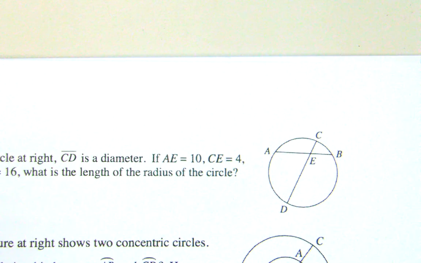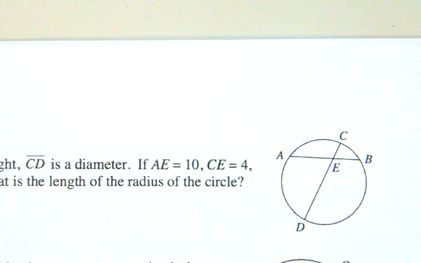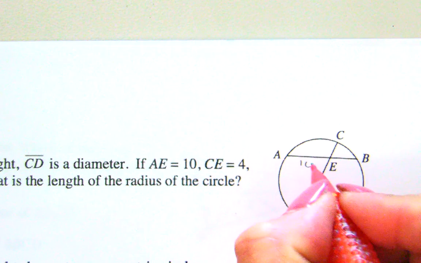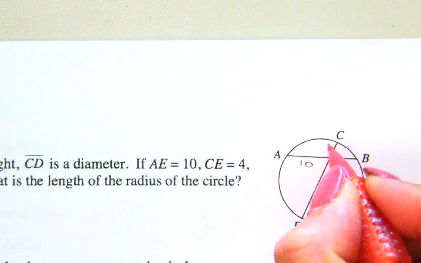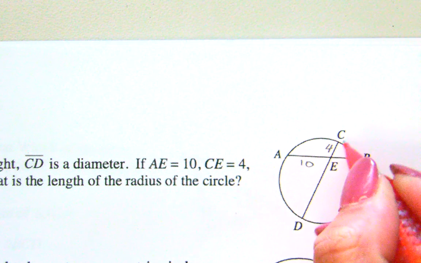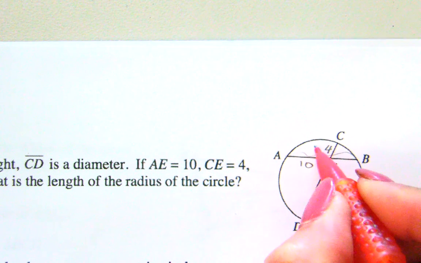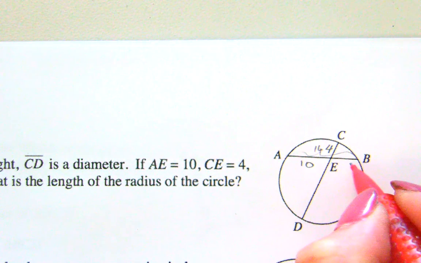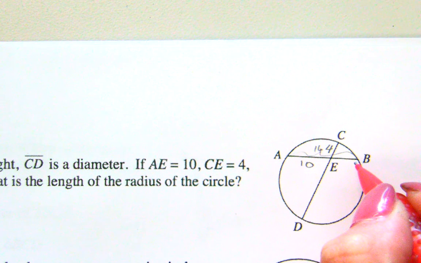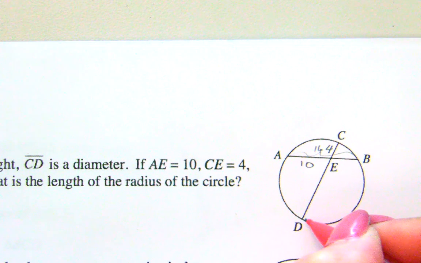Alright, number 9. Well, this should be pretty easy to do, I think. The circle at the right, CD is the diameter. Okay, that helps, because then we know if we cut it in half, it's going to give us a radius. AE is 10. CE is 4. AB, the whole thing, is 16. Okay, this is going to be a little weird, but that's okay. It's looking for the length of the radius of the circle. So we really want to find CD, the whole thing.